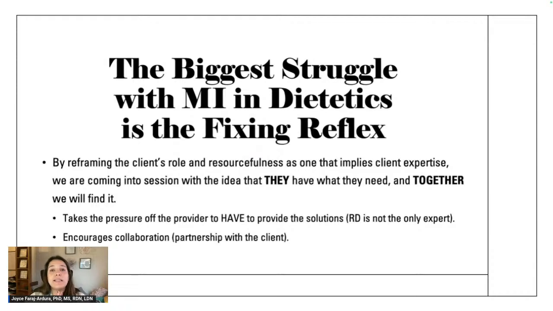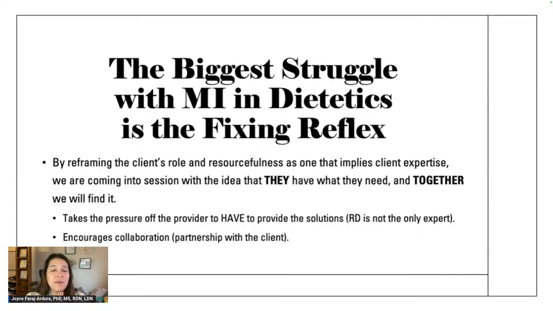So the biggest struggle that I see with dietitians when it comes to implementing motivational interviewing is the fixing reflex, which used to be known as the righting reflex. So the fixing reflex is basically us as dietitians wanting to help our clients. It is us wanting to provide the solutions. It is us wanting to fix the problem, because that's why clients come to us, right? They want us to fix the problem. They want us to provide the solutions. However, how we do this is going to dictate how engaged the client will be and how appropriate, fitting and personalized the intervention is actually going to be.